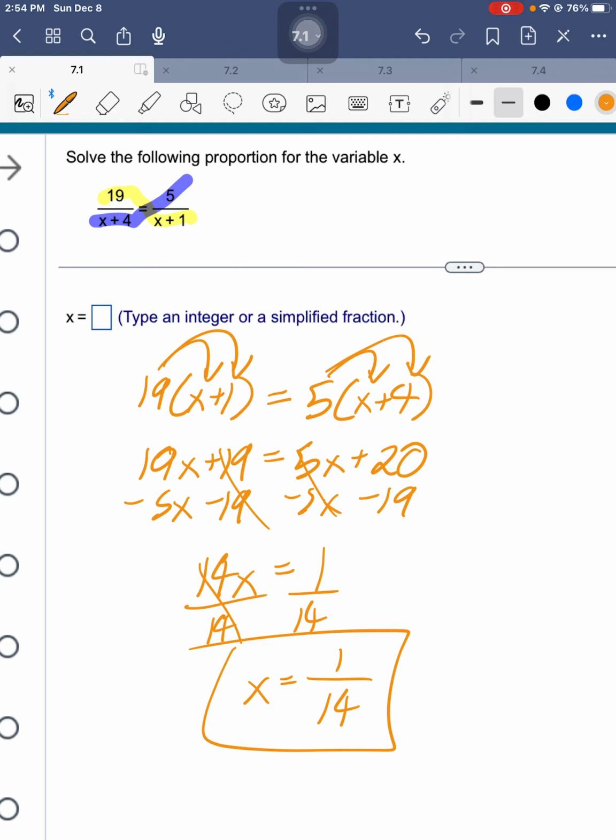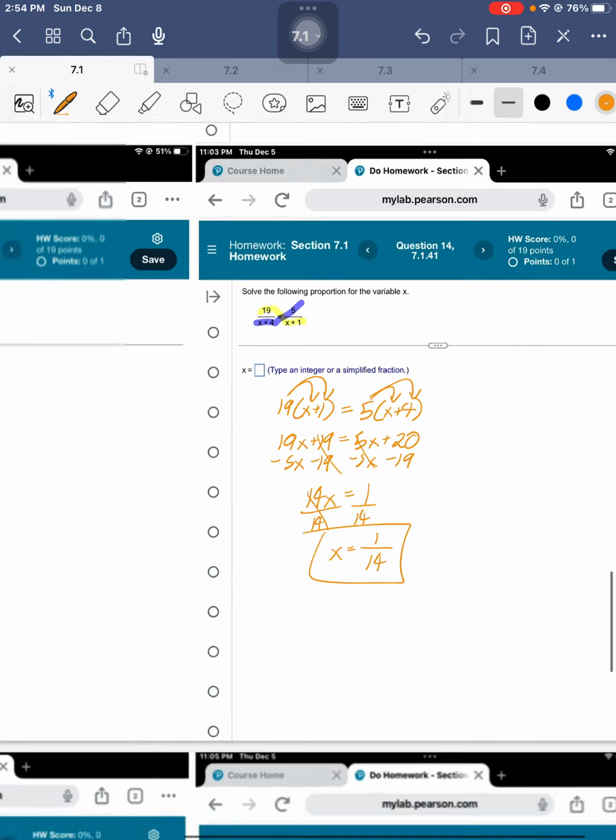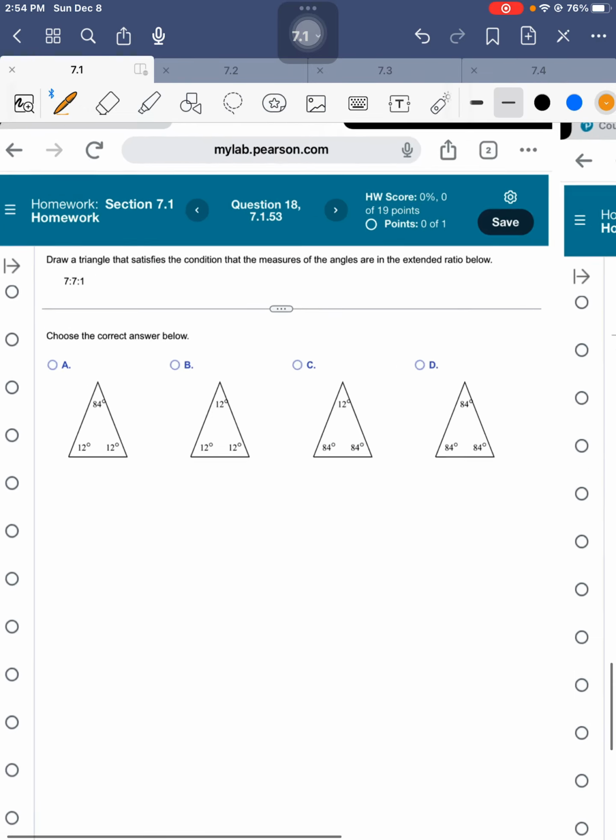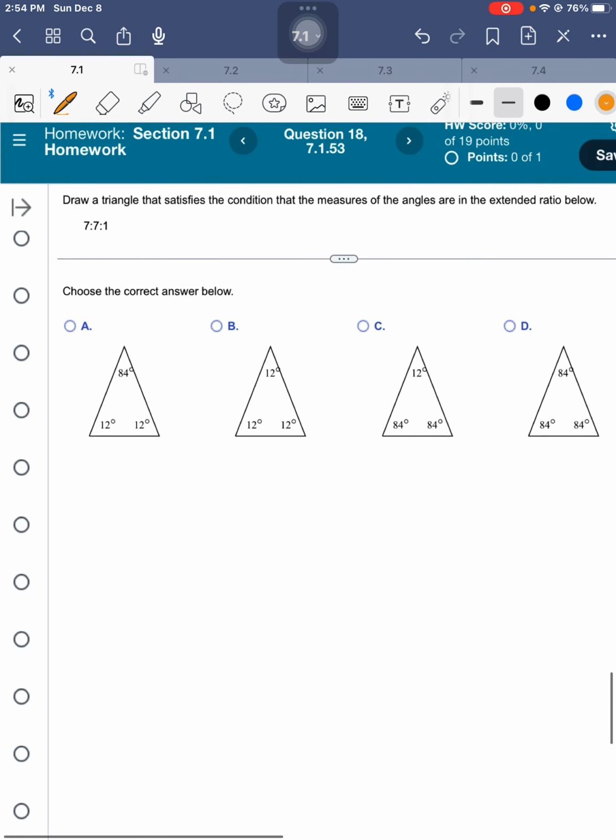Yeah, it just looks complicated because it's such a weird, random, improper fraction, but if you were to plug it back in, it would work, okay? Now, this one is challenging.